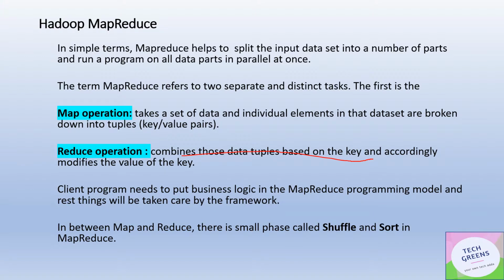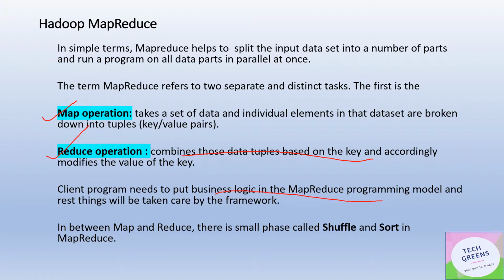So in a nutshell, the map phase will take the client input, break it down into key value pair tuples, and those tuples go into the reduce operation as an input, and then these are collated, or combined, based on a key, and output is produced. The client program needs to put business logic in the MapReduce programming model.